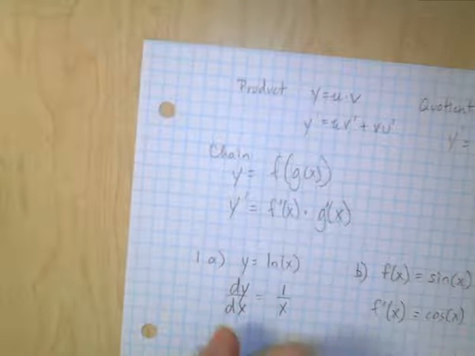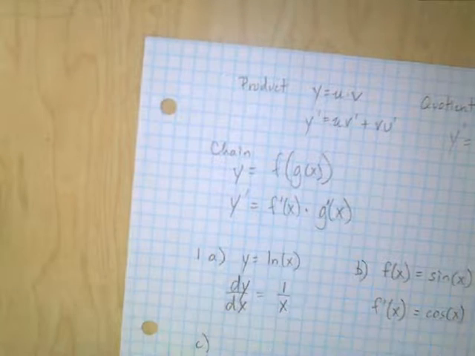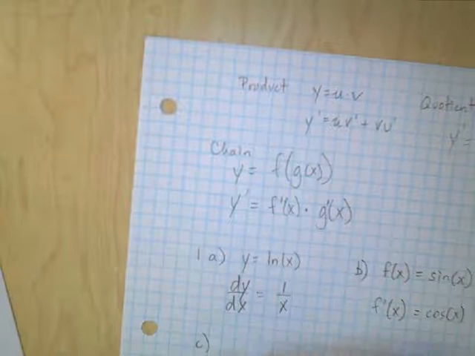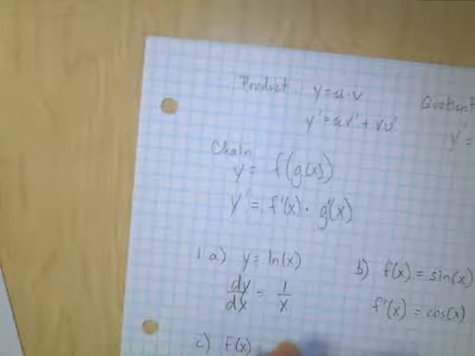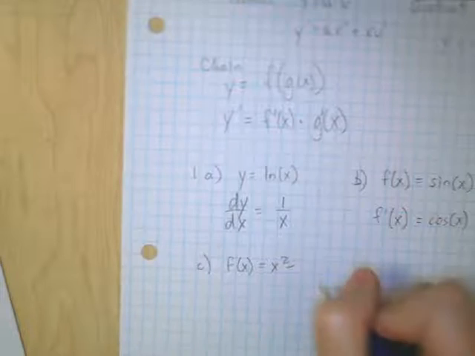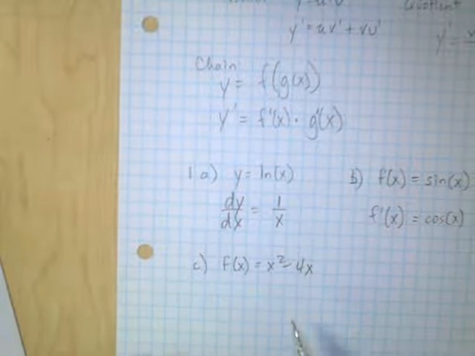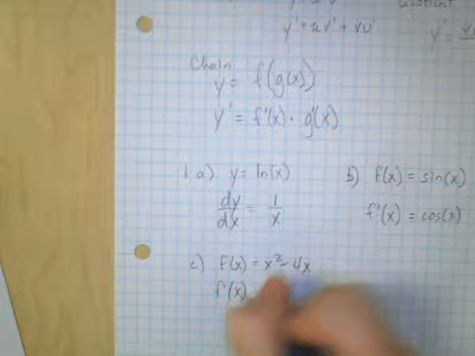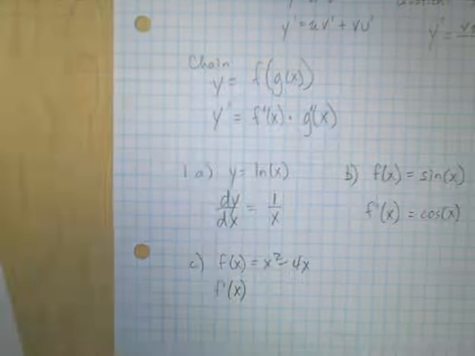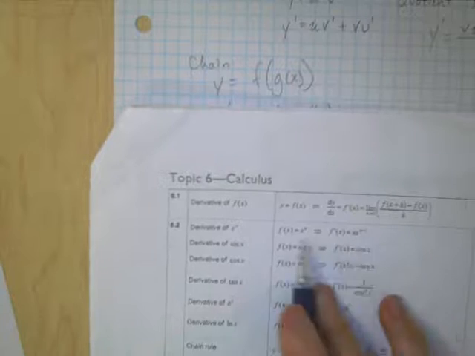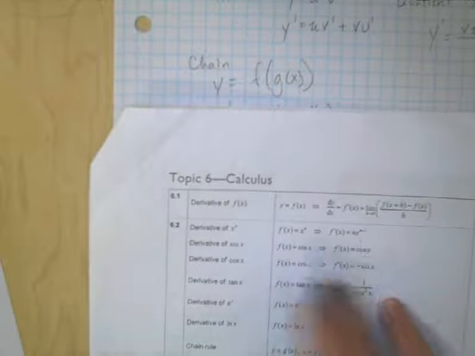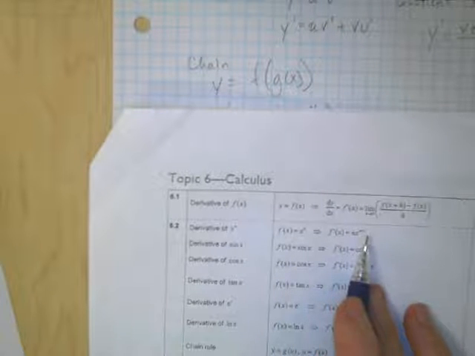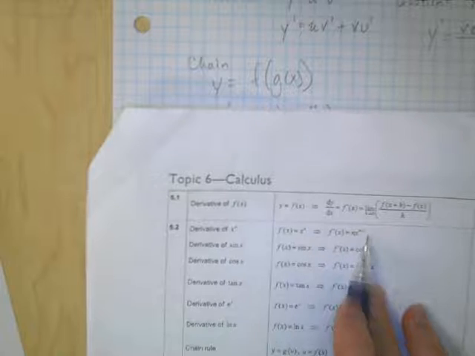Okay, letter C, it has f of x equals x squared minus 4x. Okay, this is basic derivatives. I think everybody's pretty good at this by now. There is the little reminder in the formula packet, which is showing you if you have x to the power of n, the n comes down in front, and you subtract 1 from the n. So there it is if you need it.